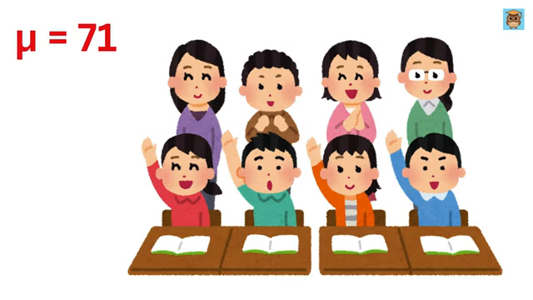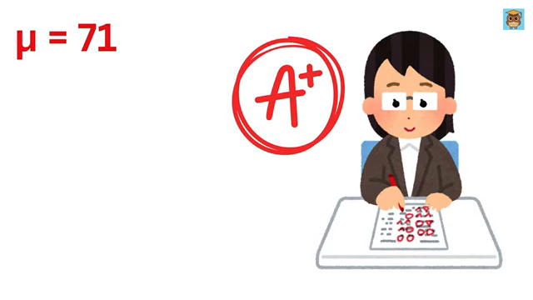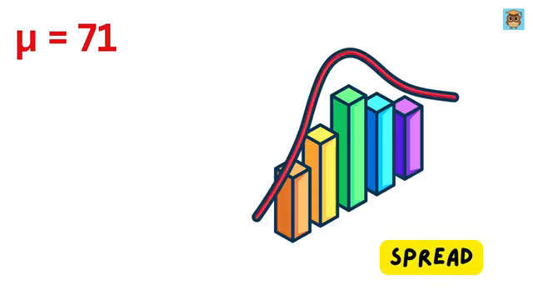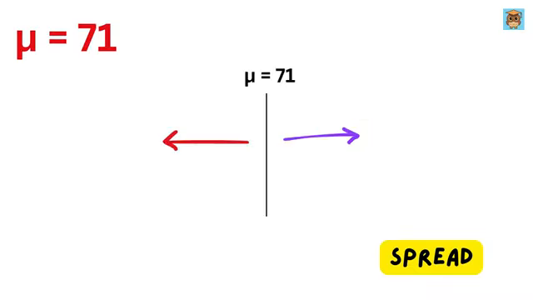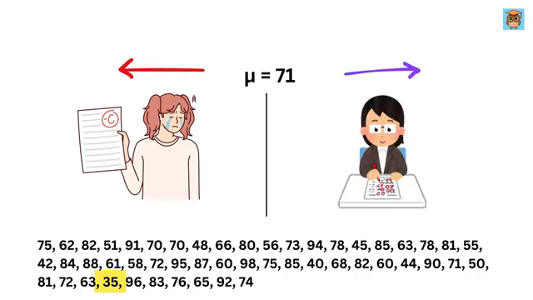But this doesn't tell us whether most students are close to 71, or if some students scored really low, while others scored really high. For that, we need to understand spread. Now, let's think about how far the marks are from the mean. If every student scored exactly 71, then the marks would be perfectly centered, with no spread at all. But in reality, some students scored much lower, like 35, while others scored much higher, like 98.